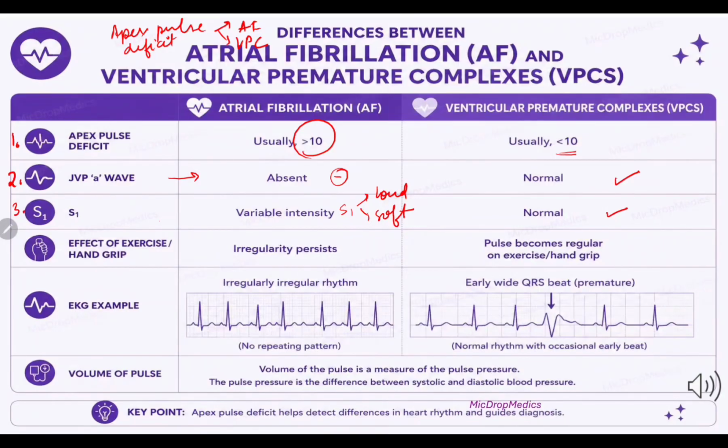Now here is a brilliant bedside trick, the effect of exercise or a firm hand grip. If you make the patient squeeze your fingers or do a quick bed exercise to raise their heart rate, an atrial fibrillation irregularity will persist. It just gets faster and more chaotic. But if it's ventricular premature complexes, the pulse will often become regular because the sinus node speeds up and overrides those ectopic premature beats. Memorize this table, it is pure gold for ward rounds.